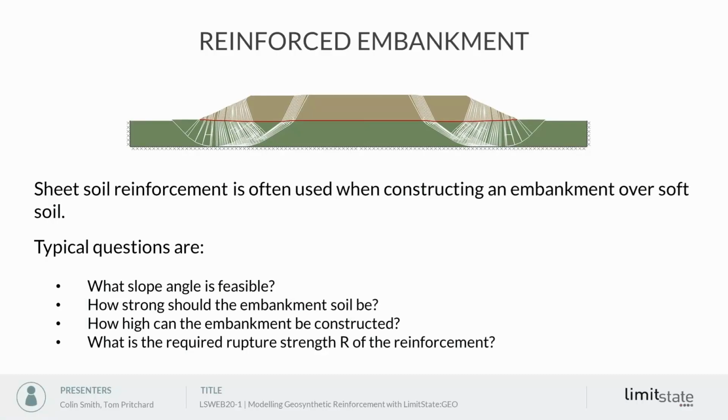So when constructing embankments on soft soil, we often use a sheet reinforcement to give us that extra strength, extra stability. And the questions we're often going to ask when we're building that embankment are: what kind of slope angle is going to be feasible, how strong should that embankment soil be, how high can we build that embankment, and how strong should the reinforcing layer be in order to give us the required strength.